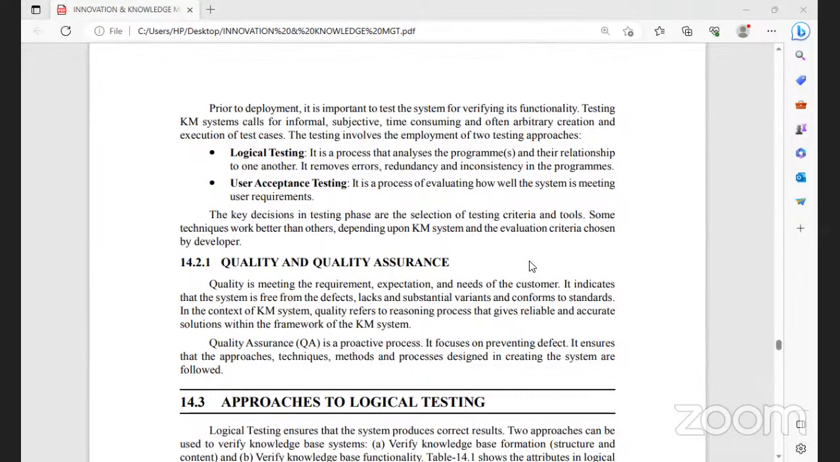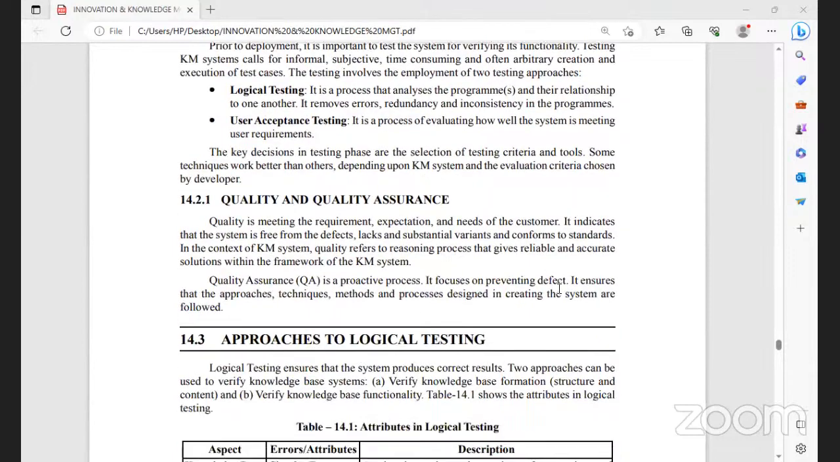Logical testing is a process that analyzes the programs and their relationship to one another. It removes errors, redundancy, and inconsistency in the programs. User acceptance testing is a process of evaluating how well the system is meeting user requirements. The key decisions in the testing phase are the selection of testing criteria and tools. Some techniques work better than others depending upon the knowledge management system and the evaluation criteria chosen by the developer.